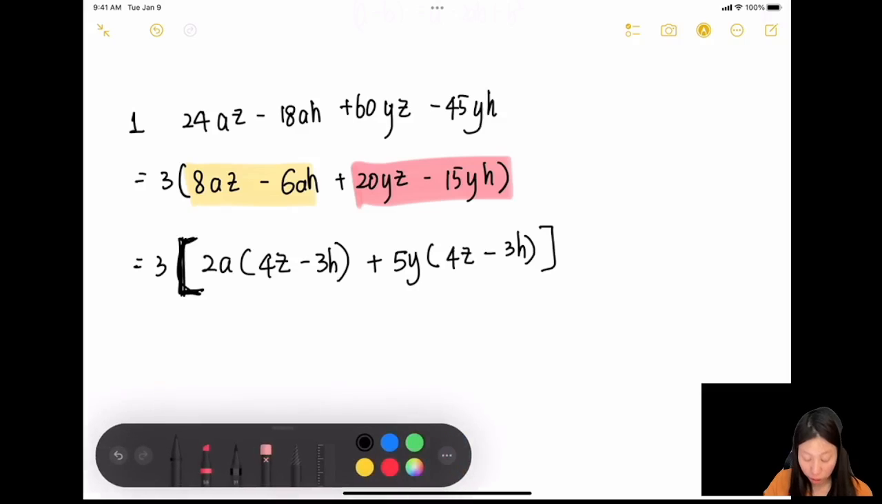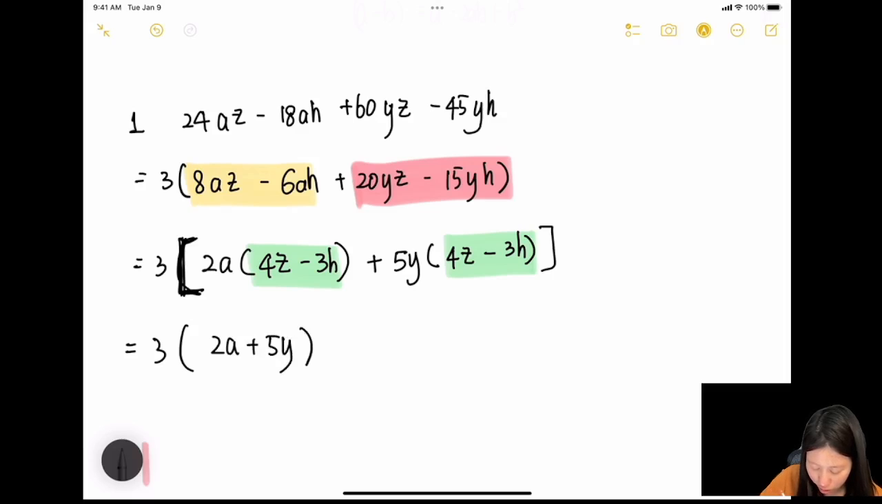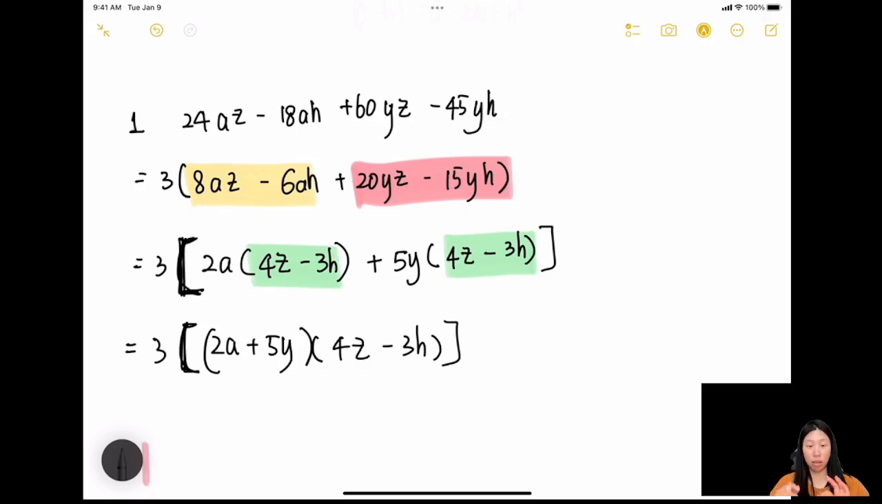Okay, so inside the bracket, this is the common term. So we factor this out. We have 3 times (2a plus 5y), that's the left part. Let me use the bracket so you know that it's a different layer. And then (4z minus 3h). Now since this is multiplication, we can just remove the bracket.